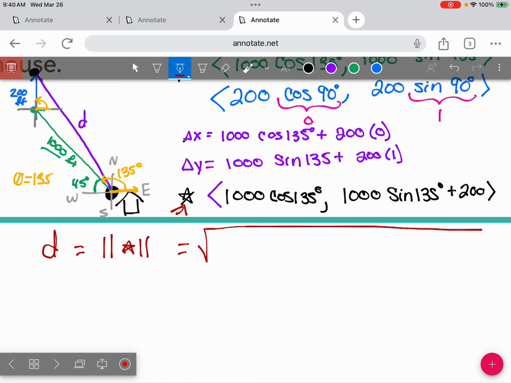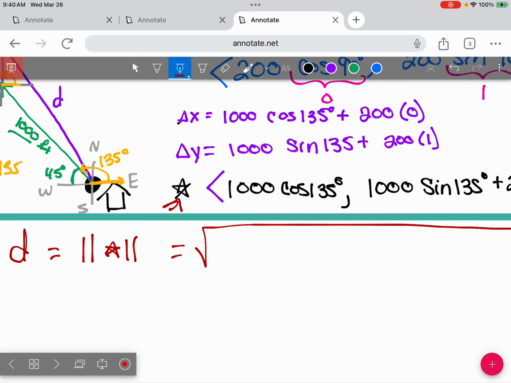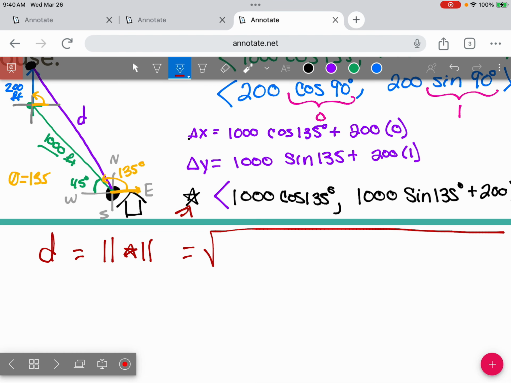Ew. Calculators. We love them. Oh, sorry. I got to not zoom that in. I have to zoom significantly less than normal because you guys are linked to me.